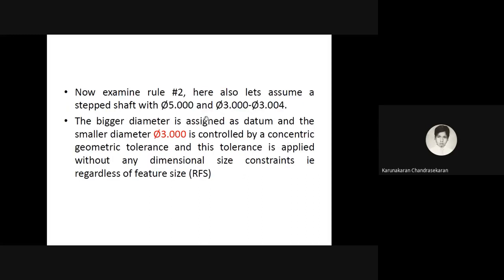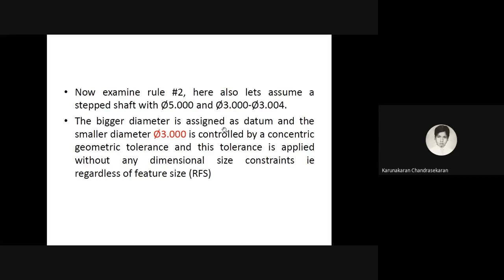A simple analogy to understand Rule 2. Here we have a stepped shaft. One is with 5 units diameter, another is 3 units, 3.004. So these are the variations given.